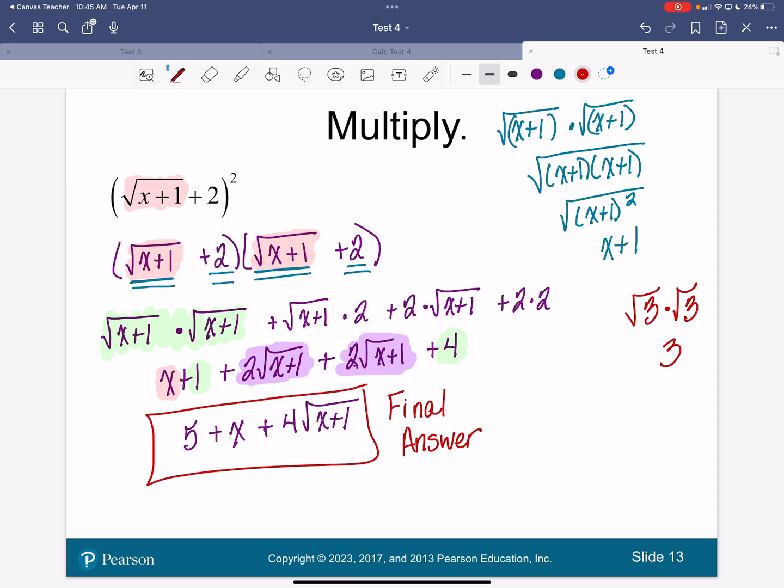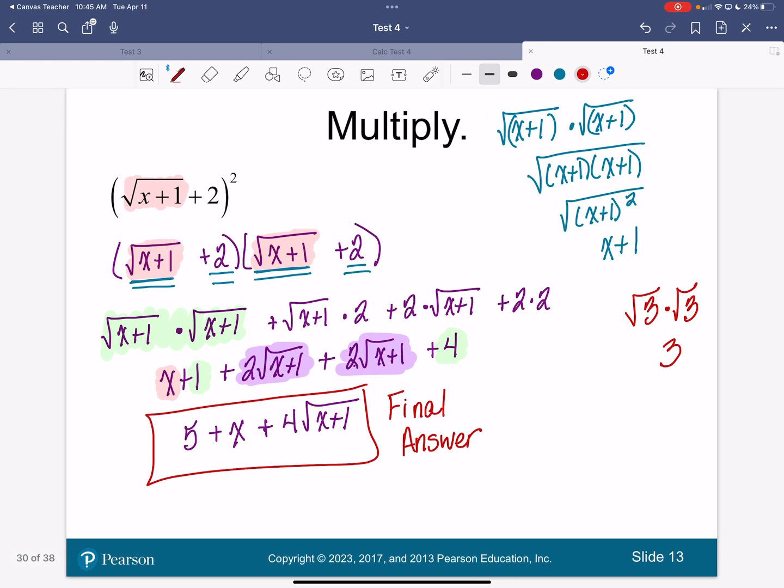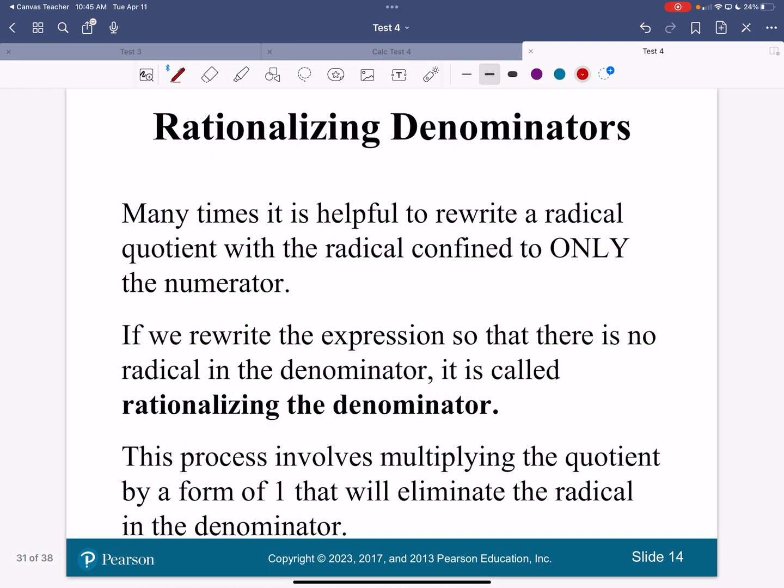Okay, now we're going to move into rationalizing the denominator. This is something that you do in algebra quite a bit. You'll do that in 112 and you'll do it in 113, those of you that are taking 112 and 113. So let's talk about rationalizing the denominator.